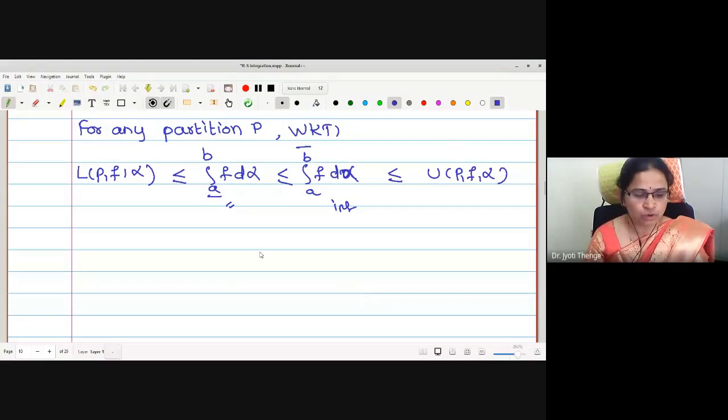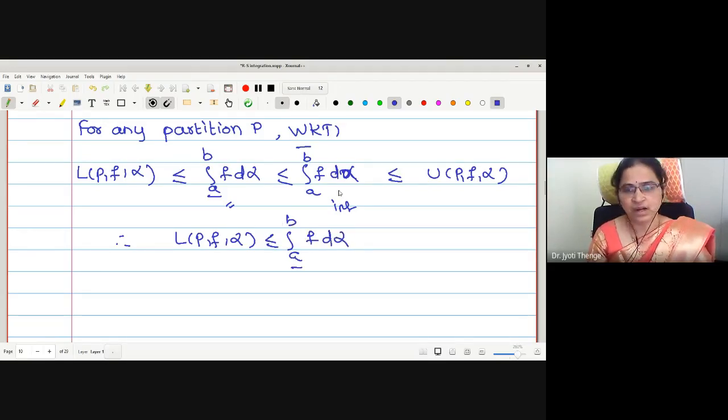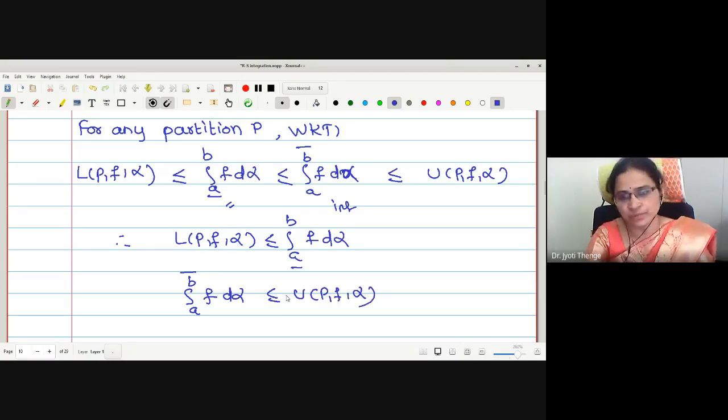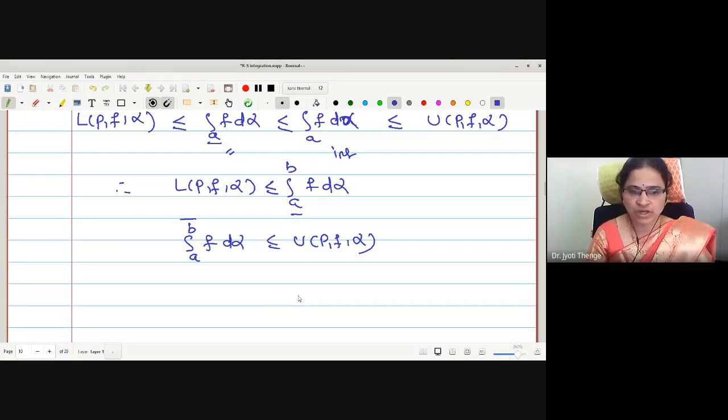Now looking at this term, we will divide the inequality into two parts. How am I going to divide it? See, L(P, alpha) is less than or equal to the lower integral, first part. Now I will take the second part as the upper integral of d alpha is less than or equal to U(P, alpha). Next step, what will we do? Adding both the inequalities.